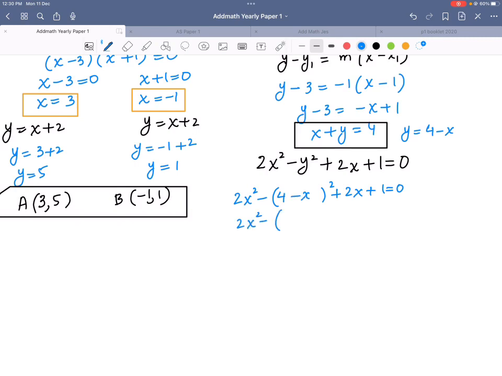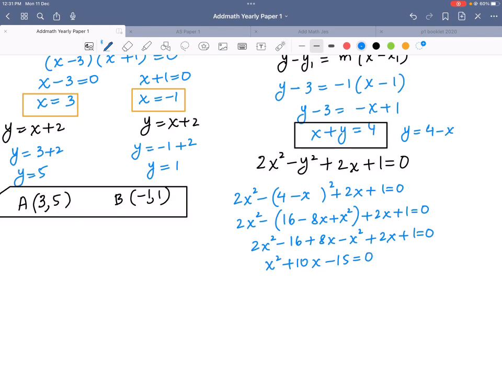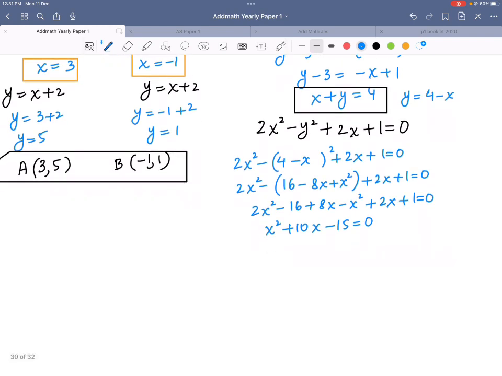2x squared minus (4 squared is 16, minus 2 times 4, which is 8x, plus x squared, that is an algebraic identity), plus 2x plus 1 equals 0. You get 2x squared minus 16 plus 8x minus x squared plus 2x plus 1 equals 0. 2x squared minus x squared is x squared, 8x and 2x make 10x, minus 16 plus 1 is minus 15, equals 0. Alright, so we get the equation x squared plus 10x minus 15 equals 0.